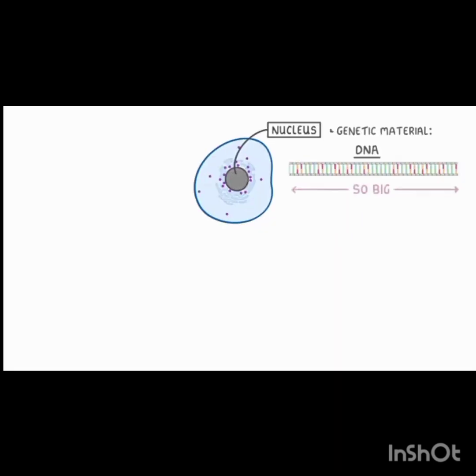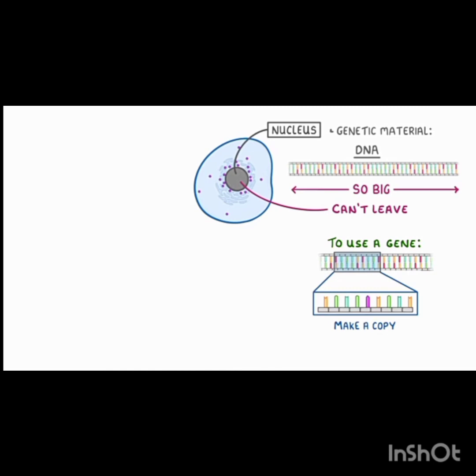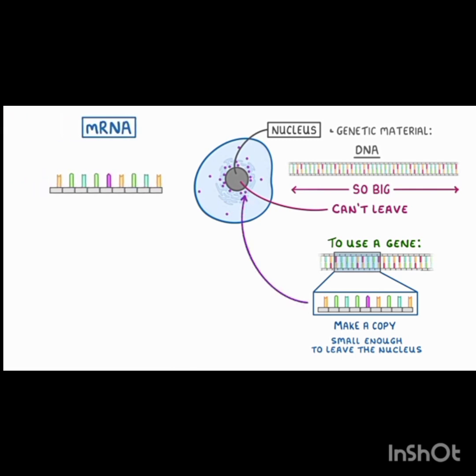If you see this DNA, it is so big and cannot leave the nucleus to go to the ribosome. So to use a gene, we have to make a copy of it. That means we have to make a single gene copy to make the protein, and it can leave the nucleus to the ribosome, whereas DNA cannot leave. So we are speaking about the mRNA. Messenger RNA is the copy of the gene we are speaking about.